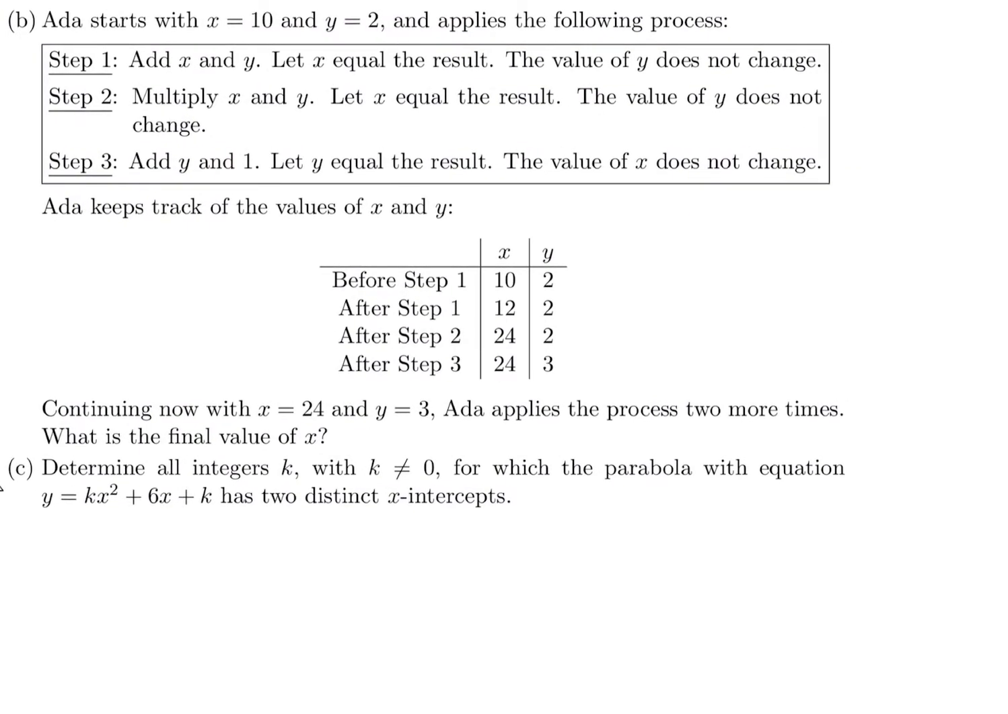Ada starts with x equals 10 and y equals 2 and applies the following process. Add x and y, let x equal the result, the value of y does not change. Multiply x and y, let x equal the result, the value of y does not change. Add y to 1, and y will be the result, the value of x does not change. Ada keeps track of the values of x and y. Now continuing with x equals 24 and y equals 3, Ada applies the process 2 more times. What is the final value of x?